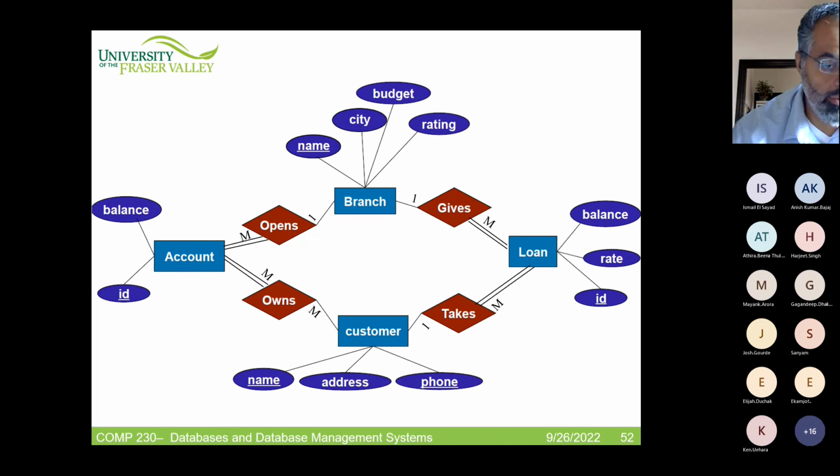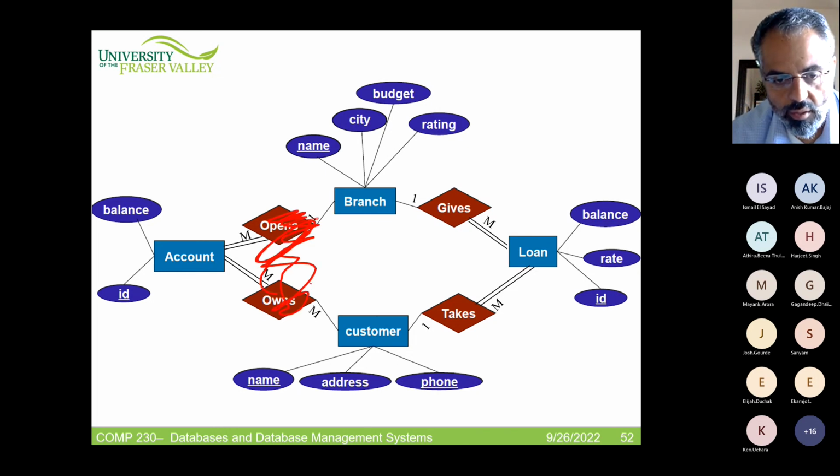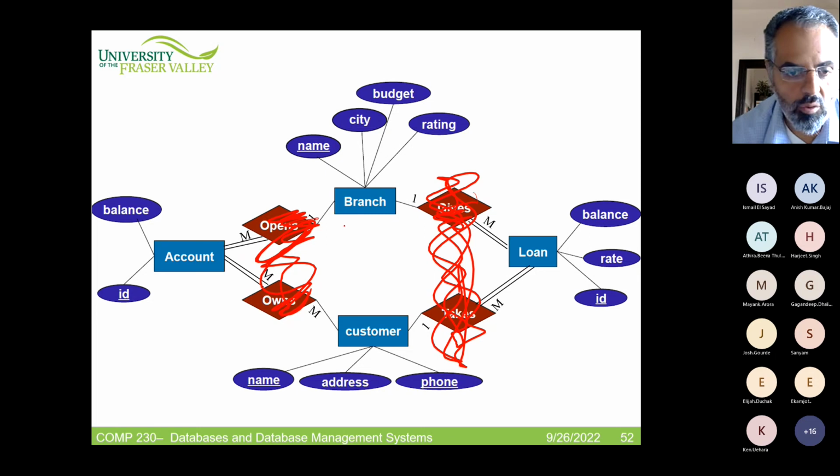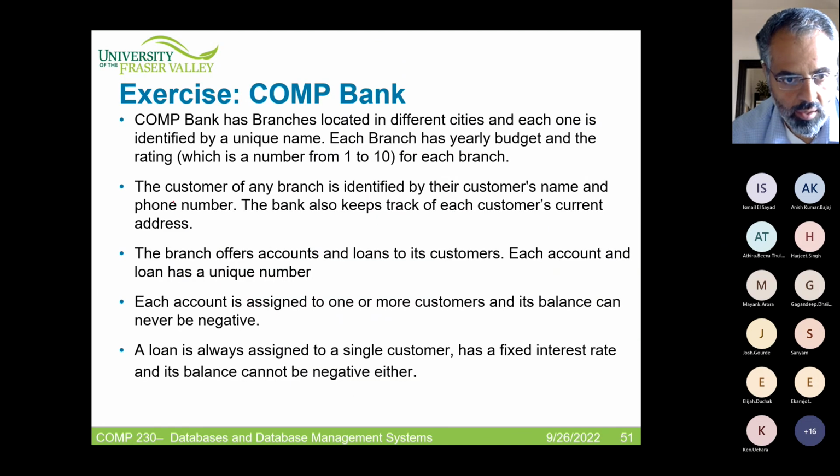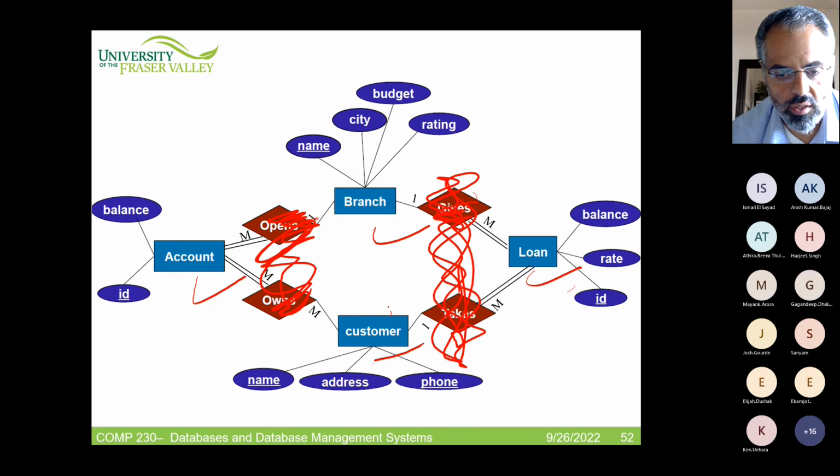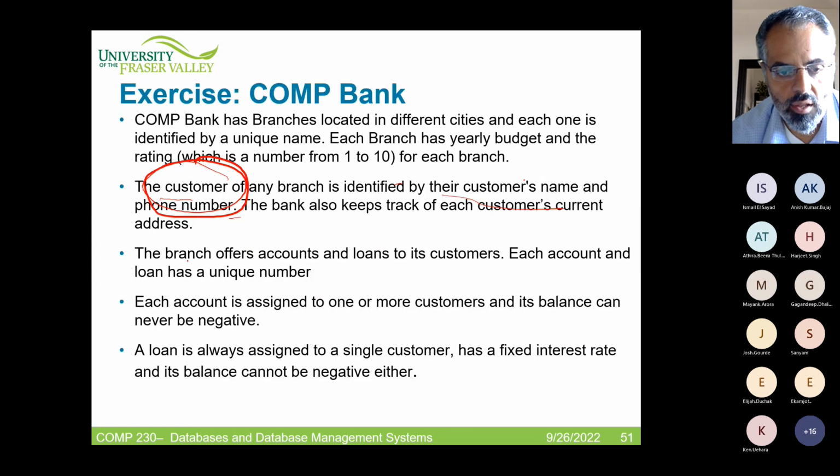So if I will draw this, I will not draw this first. So forget about this, forget about this. The first point you have to do is to see how many entity sets you will have. You have account, branch, customer, loan. As Josh said, here I said a customer of any branch is identified by the customer's name and phone number. So I have a concept that has some parameters, so I should create an entity set for this.